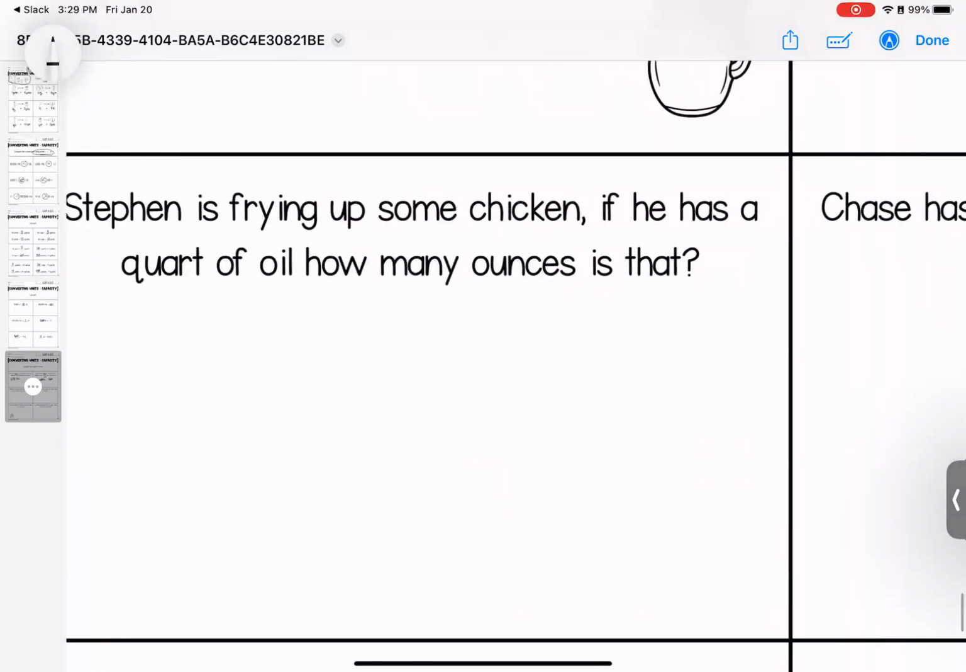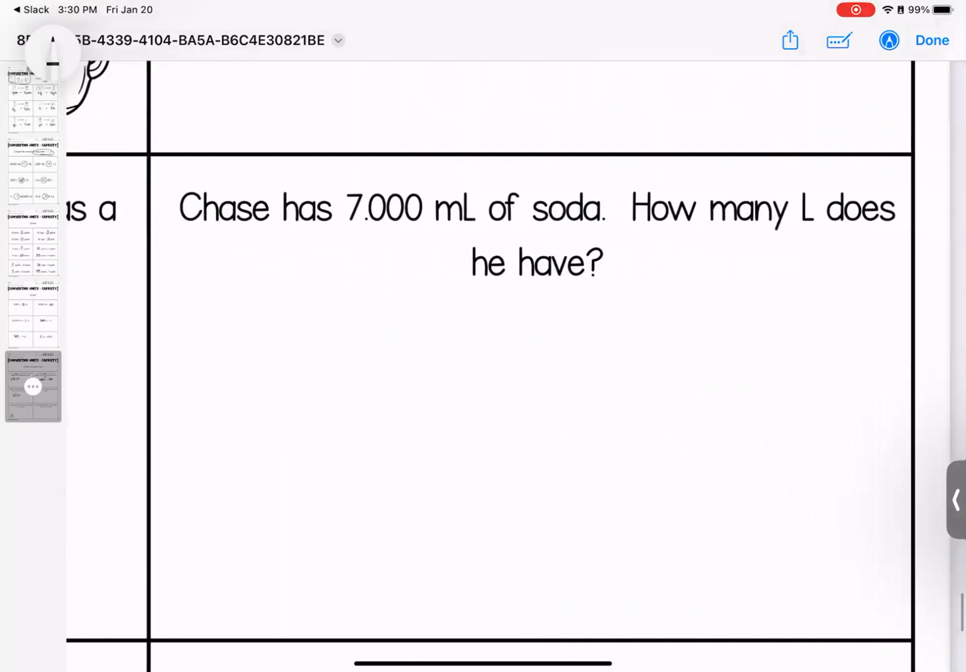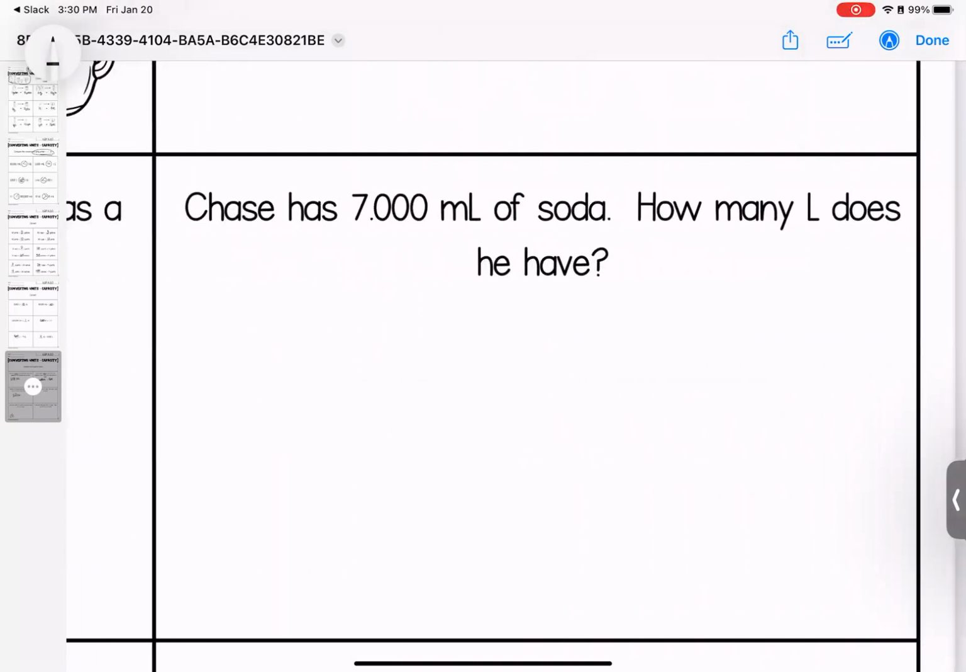Stephen is frying up some chicken. If he has a quart of oil, how many ounces is that? That would be 32 ounces. Now on to metric. Chase has 7,000 milliliters of soda. How many liters does he have? He has 7 liters.